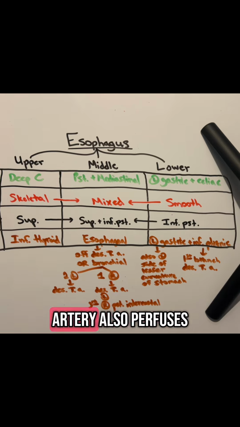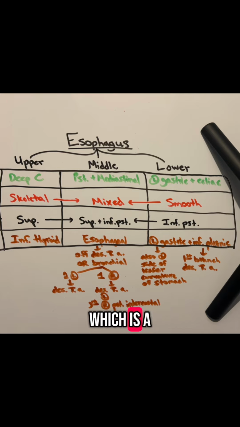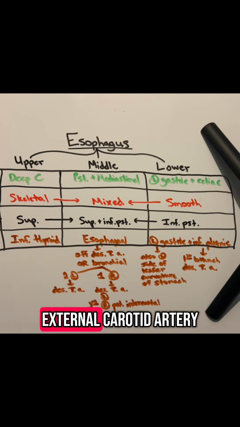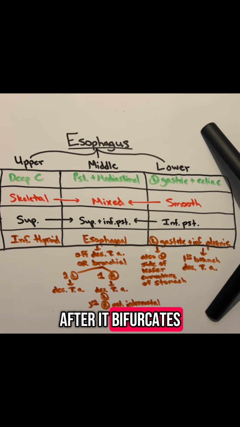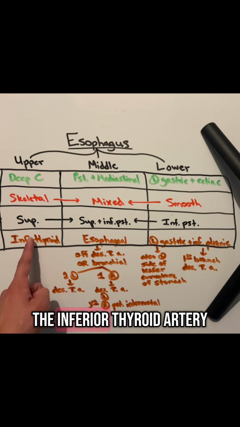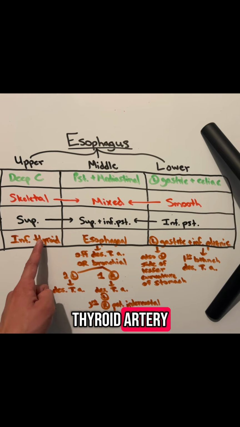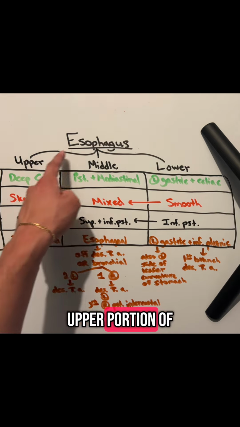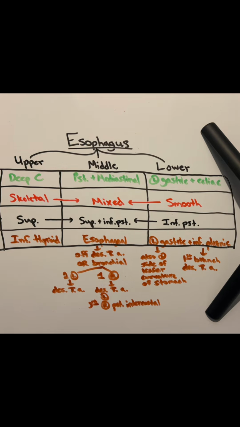That inferior thyroid artery also perfuses the thyroid gland with the superior thyroid artery, which is a branch off the external carotid artery, specifically the first branch off the external carotid artery after it bifurcates from the common carotid artery. So that common carotid artery bifurcates into the external and internal carotid arteries, and the first branch of the external carotid artery is the superior thyroid artery, which perfuses the thyroid gland with the inferior thyroid artery, and the inferior thyroid artery also perfuses the upper portion of the esophagus.